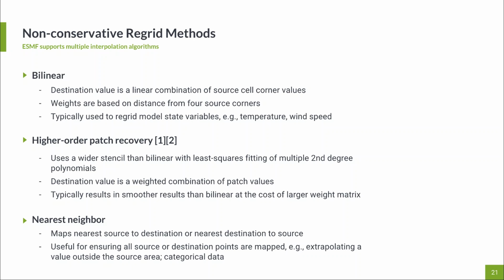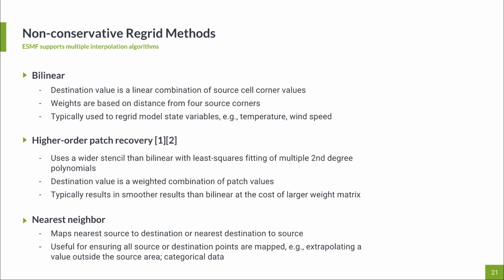Another non-conservative option is higher order patch recovery. This is a second order method, and it is more expensive because we're going to use more surrounding source points to compute the weights. But the result is you will get a smoother result in the destination field compared to the bilinear. So you would make a trade-off there between the cost and the quality of the interpolation between the first two. The final option for the non-conservative is a nearest neighbor option.